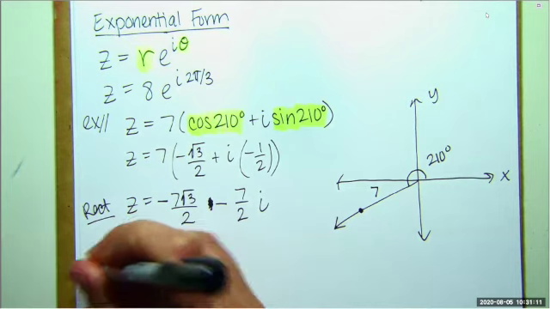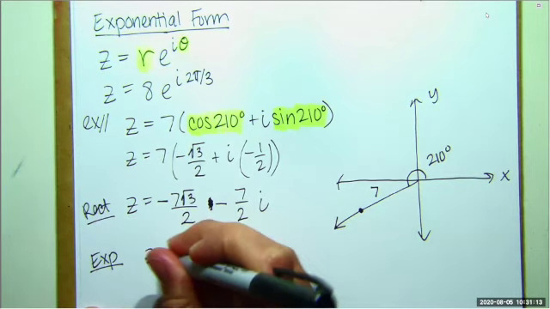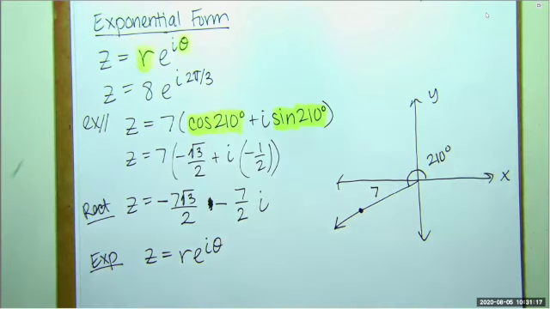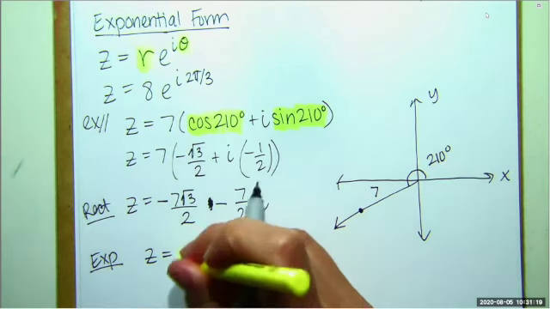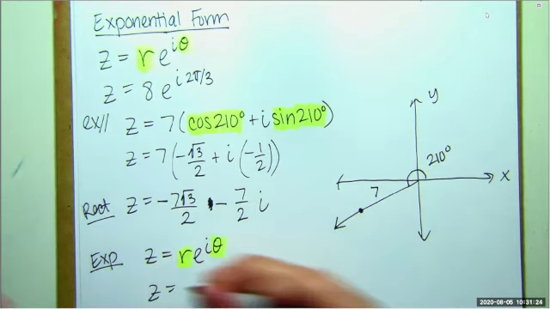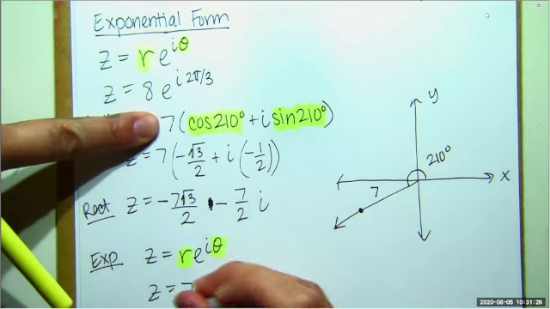In exponential form, our form is z is equal to r e to the i theta, and we want to fill in r and theta. So we look at our polar form up here, r was 7.